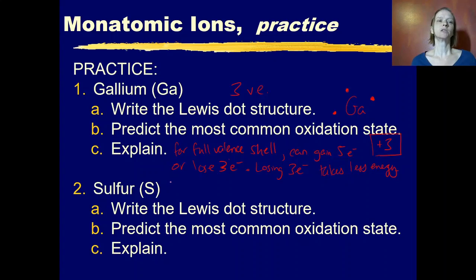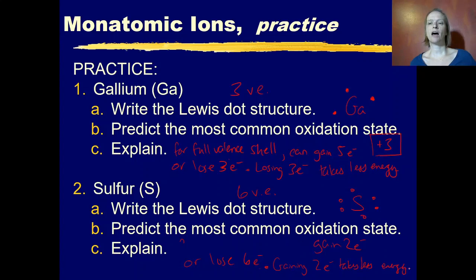Similarly for sulfur, sulfur is in group 16, so it has 6 valence electrons, and we'll draw its Lewis dot structure like this: 1, 2, 3, 4, 5, 6 electrons. And again, for a full valence shell, it can gain 2 electrons or lose 6 electrons, and gaining 2 electrons takes less energy. Therefore, the ion formed tends to be sulfur with a charge of -2.